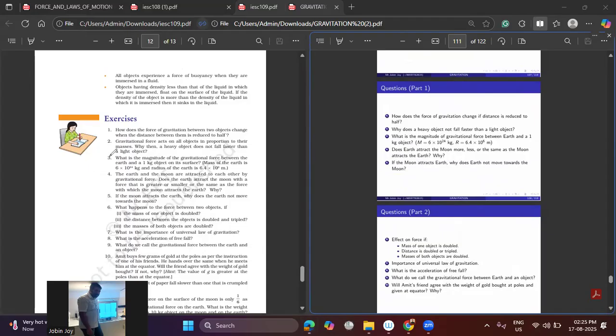Okay, so question number 3, right? What is the magnitude of gravitational force? So calculate gravitational force F. So the equation is F is equal to capital G m divided by d square. So we need the mass of object 1 and mass of object 2.